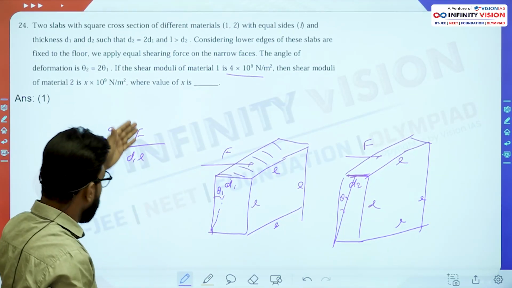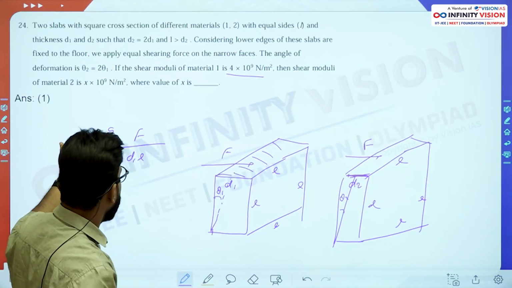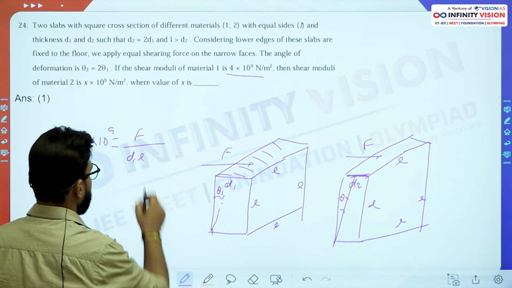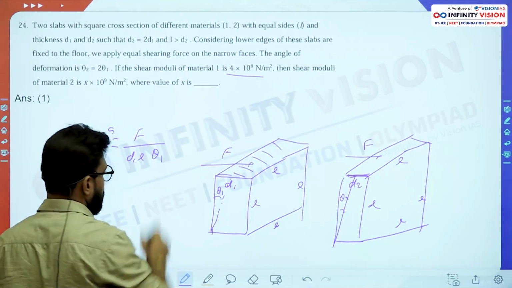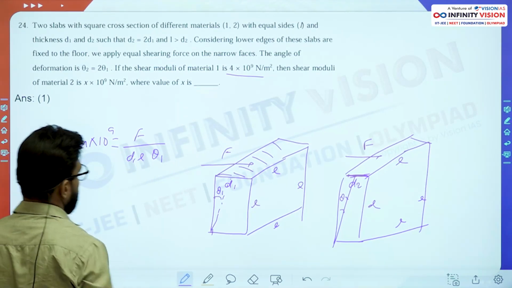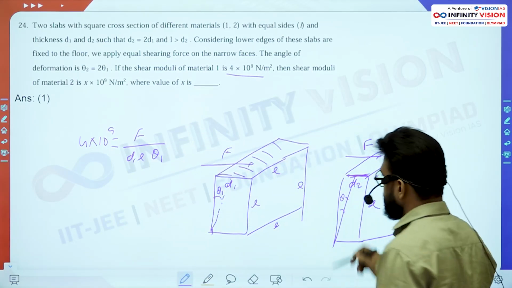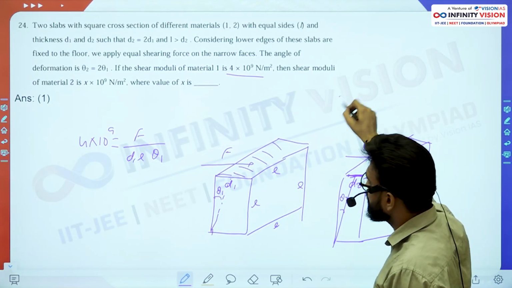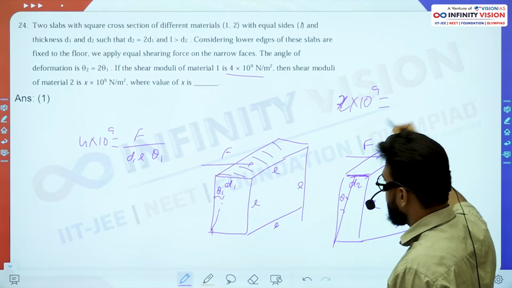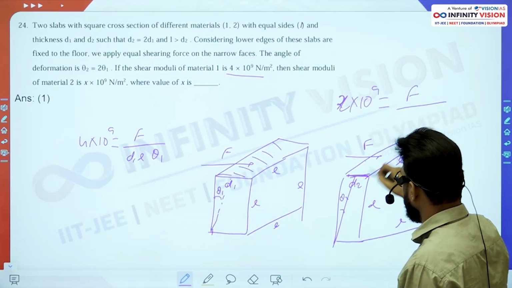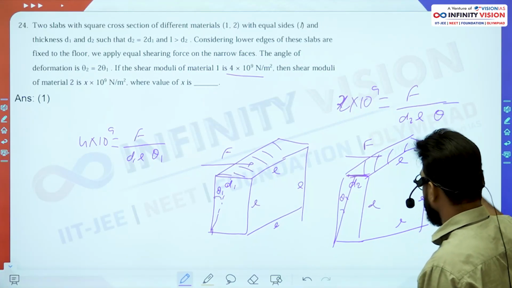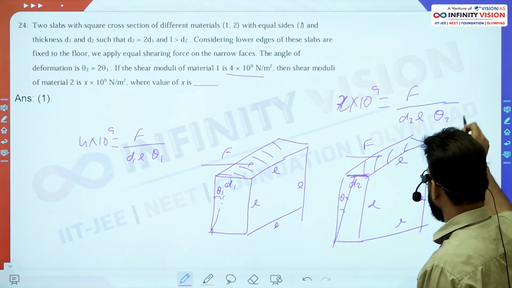This is how you will calculate the shear modulus: shear stress divided by shear strain. Shear strain is theta 1. So this expression comes out to be this. Next, for the second one, x into 10 raised to power 9 is nothing but force per unit area. This area is d2 into L, and the shear strain is theta 2.